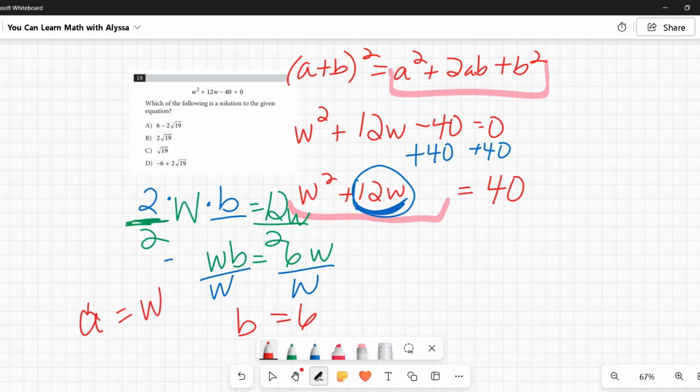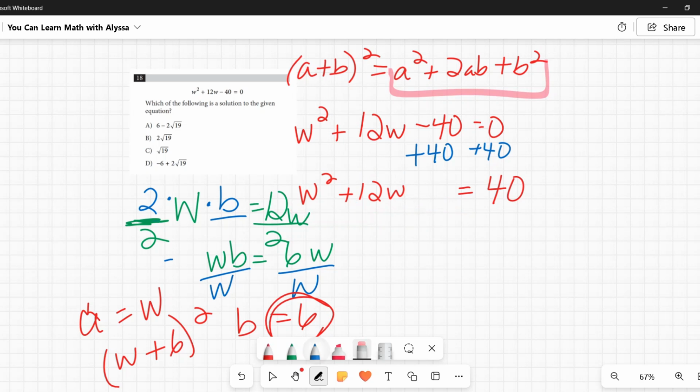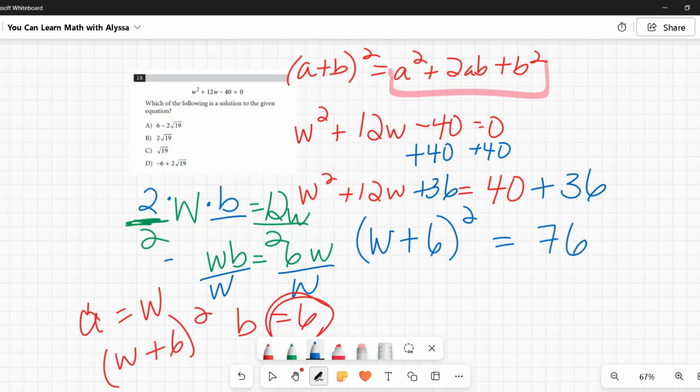So my perfect square would be w plus 6 squared. So what would that third term be? It's going to be b squared. 6 squared is 36. So I'm going to add 36. But I have to do it to both sides. I can't just do it on the left. I have to do it on the right also to keep it nice and pretty. So on the left-hand side, I'm going to get w plus 6 squared, because I've converted it into that. And on the right, I have 40 plus 36, which is 76.